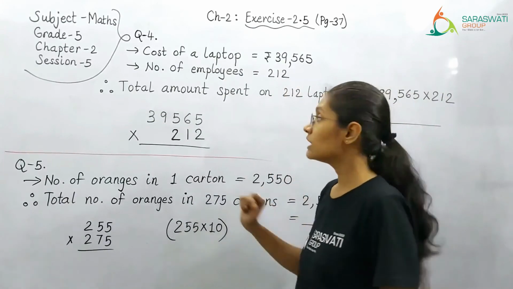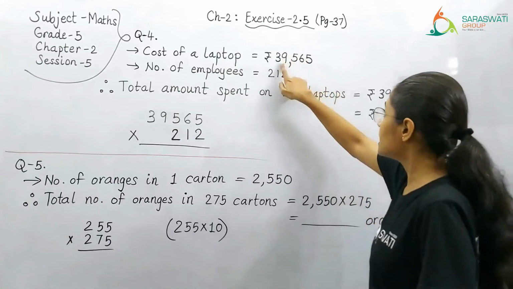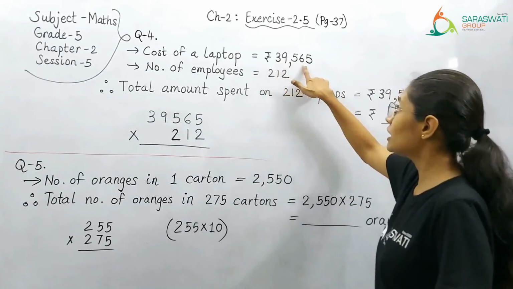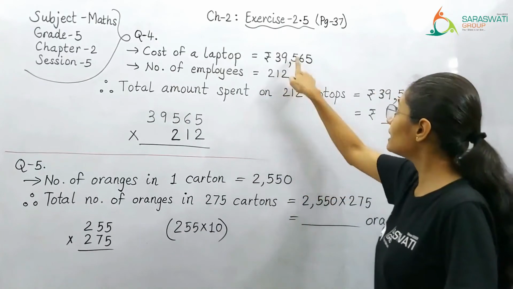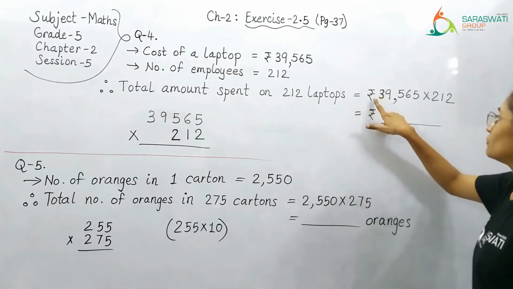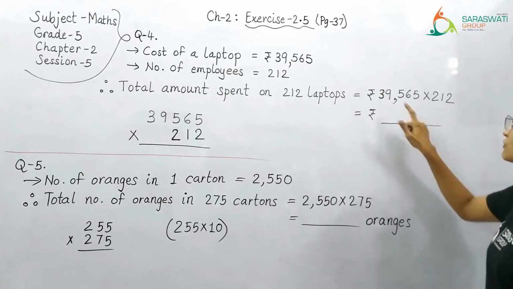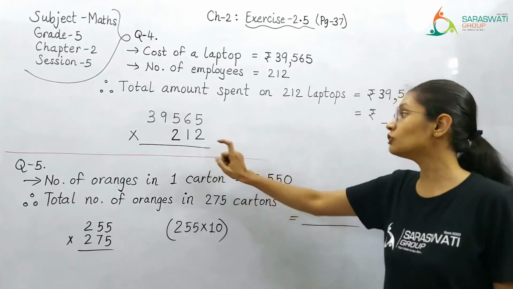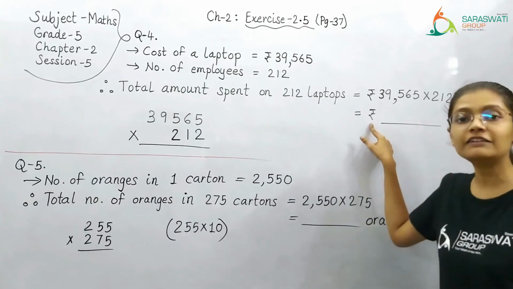212, right? So the total amount spent on 212 laptops will be equal to 39,565 add 39,565 add 39,565, how many times? 212 times, right? So we have to multiply these two numbers, right? So total amount spent on 212 laptops is equal to rupees 39,565 multiplied by 212, and you have to find out the product. You have to calculate, carry out the multiplication operation, and write the answer, the product, over here along with this rupee symbol, right?